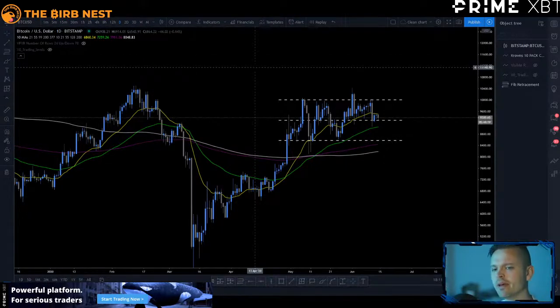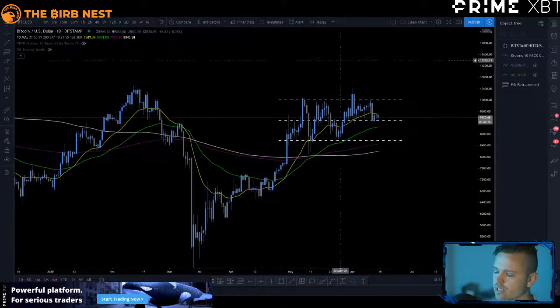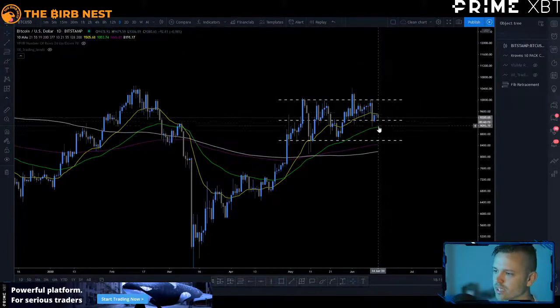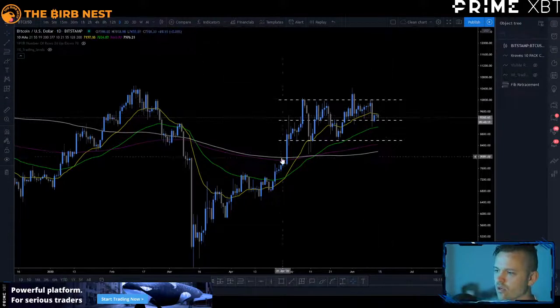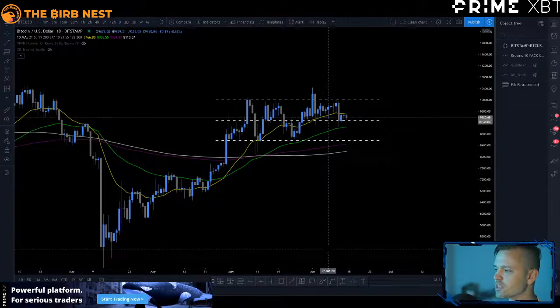But for technical reasons, I can't really be bullish because we are in a weekly downtrend. The daily is looking like it wants to break down out of this range. So as you might understand, I'm not interested in taking any long-term positions on Bitcoin.